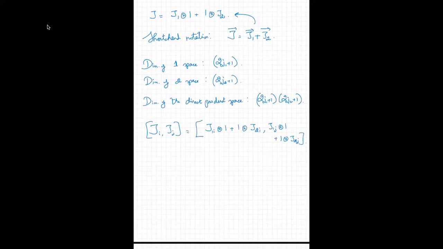Now we know the commutators of J1i and J2i, and we also know that J1i and J2i commute. So the only terms that could possibly survive in this commutator are non-zero are the commutator of J1i direct product 1 with 1 direct product J2j. Oh, sorry, I made a mistake here. This has to be again.